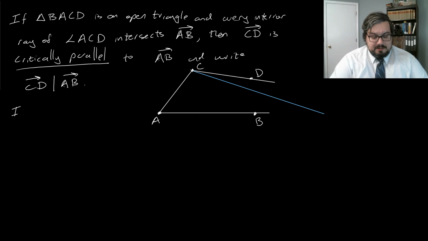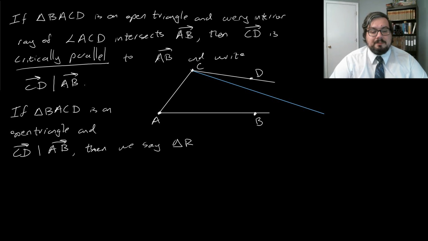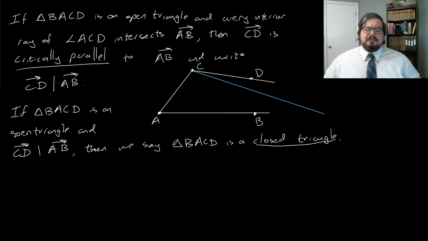And then if triangle BACD is an open triangle and the ray CD is critically parallel to the ray AB, then we say that the triangle BACD is a closed triangle. So this terminology is a little bit counterintuitive at first. A closed triangle is a special kind of open triangle.